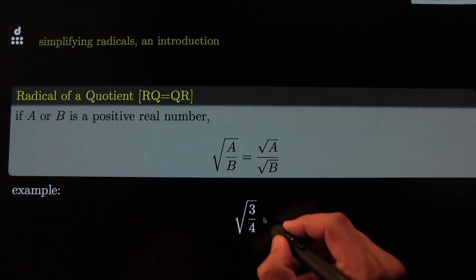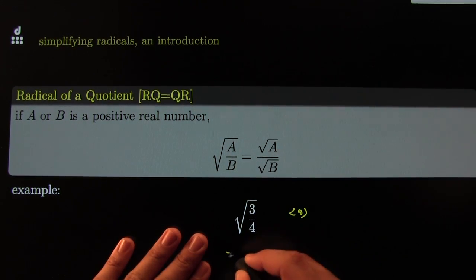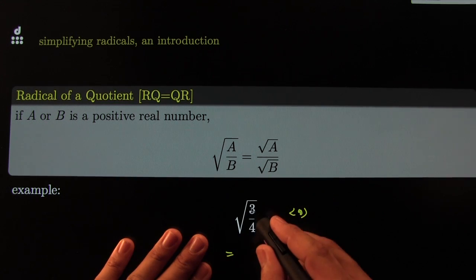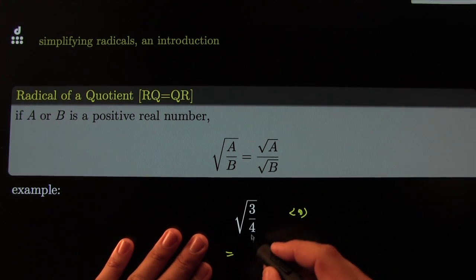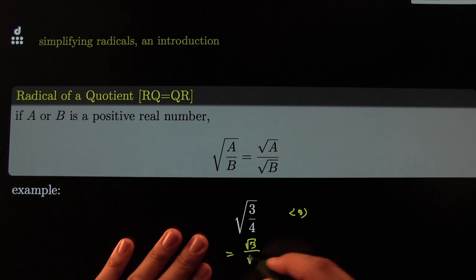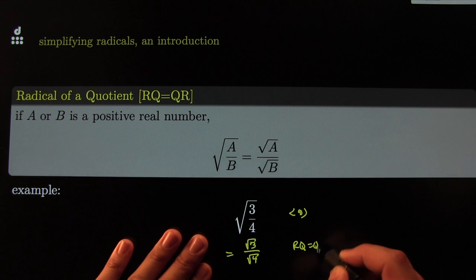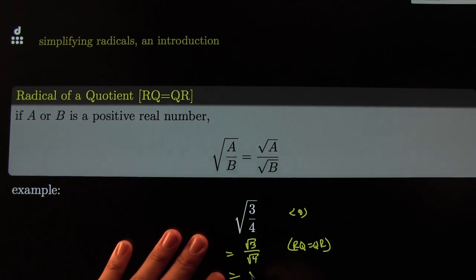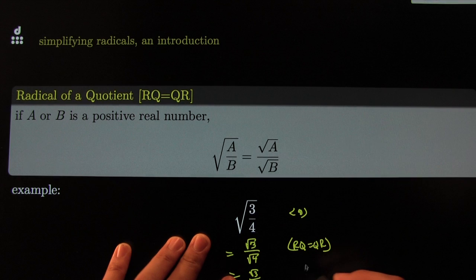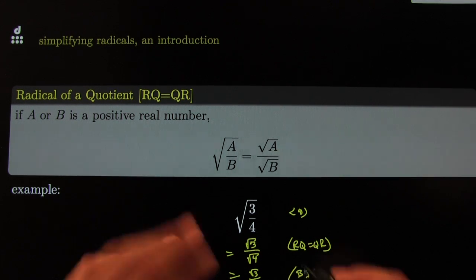Suppose you have something like this. So you could say, if this is given, and at least one of them is positive, here the 3 is positive and the 4 is positive, so this is legal. Break it up into little baby radicals. Radical of the quotient is quotient of the radicals, and now it becomes easy because the square root of 4 is 2. And so there we go, we simplify that.